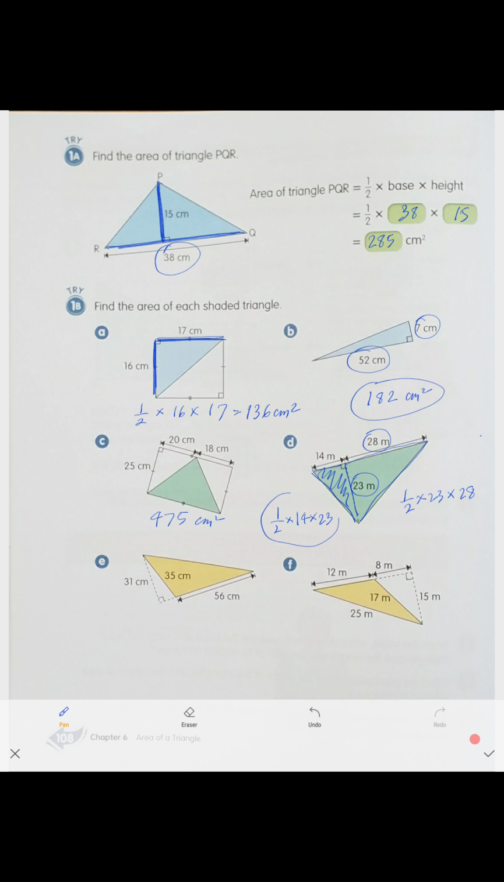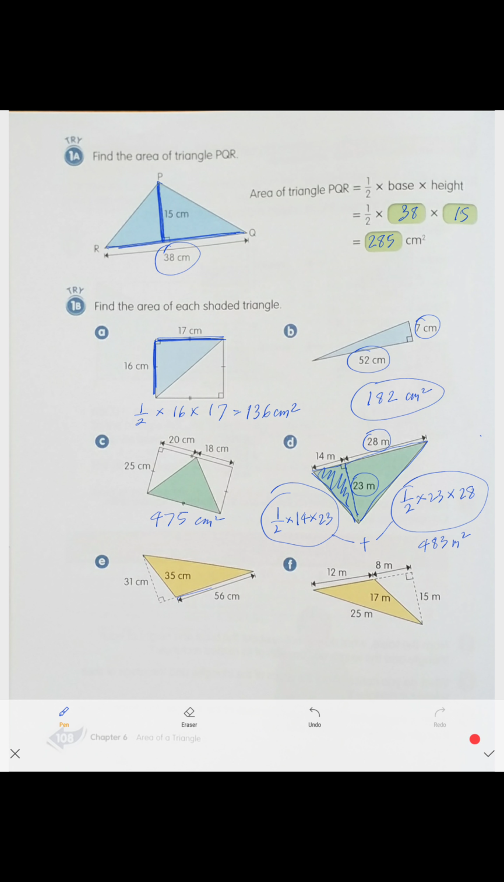Okay, so you find these two numbers, and they will be the areas of these triangles, and then you sum up, right? And then you will get your answer, 483 meters squared. All right, the next one, the yellow.